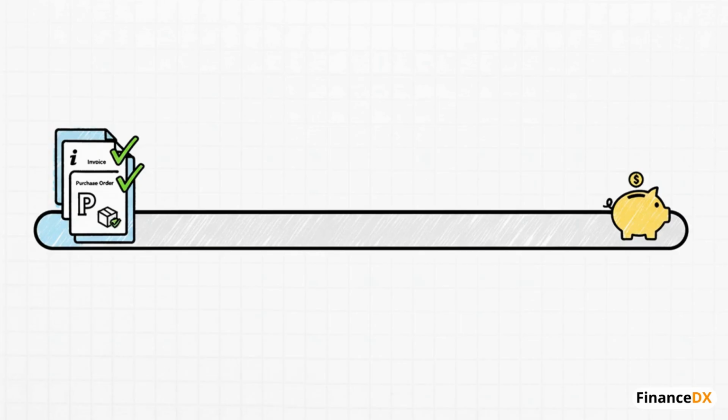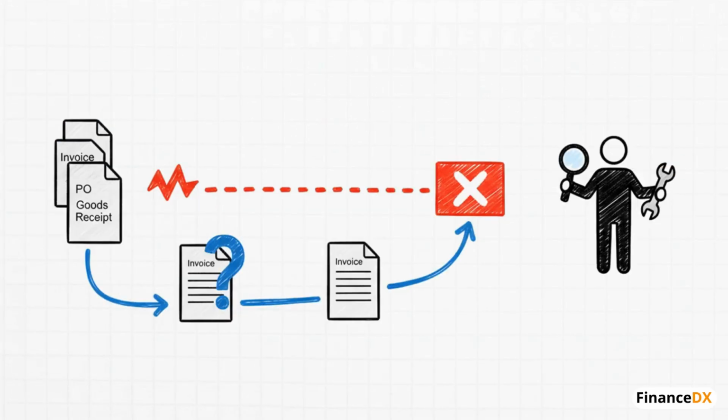That, my friends, is straight-through processing, and it is an absolute game changer for your efficiency. But what happens when things don't line up perfectly? What happens when things go wrong? Well, instead of a full-blown panic, the system acts like a smart traffic cop. It identifies the exact problem, flags it, and routes it directly to the person who can actually fix it.